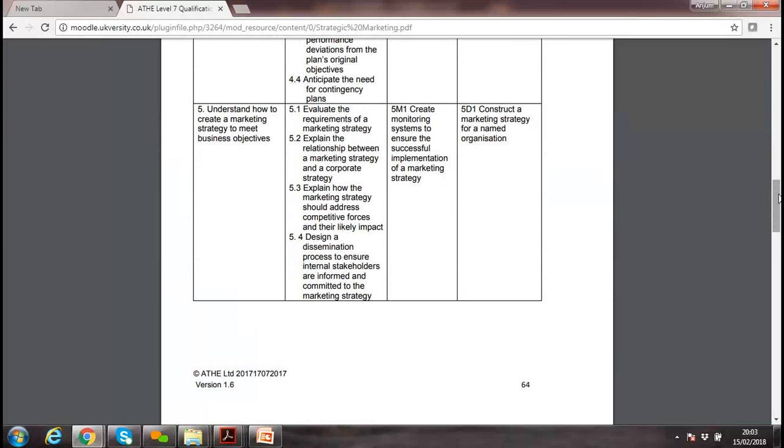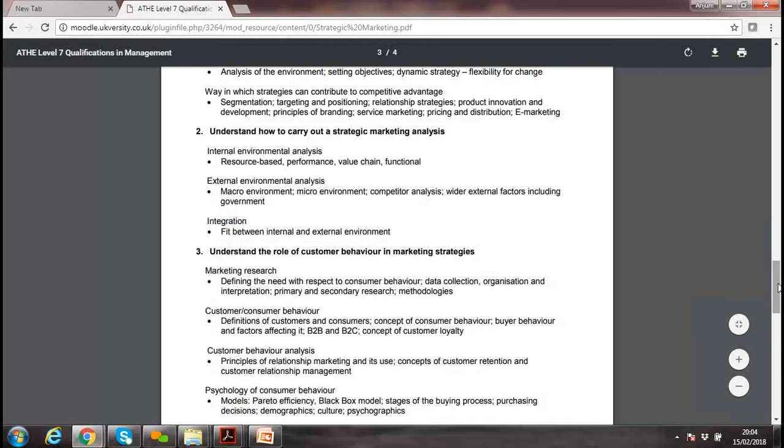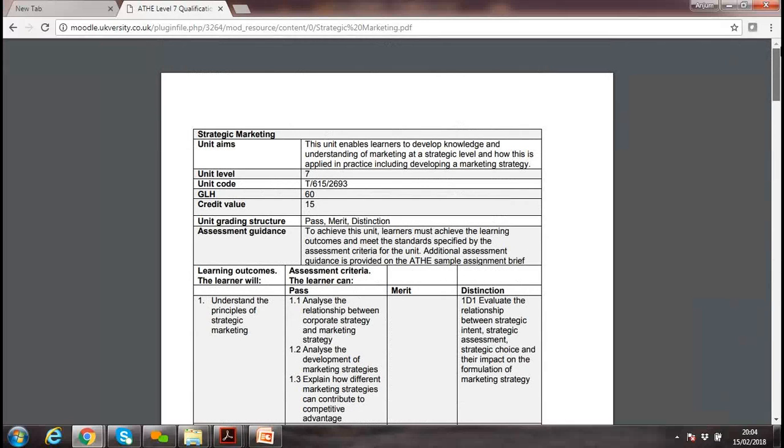Sir, how many words do you want me to write in the assignment? Level 7, because you have five learning outcomes, is around 3,000 words. Okay, 3,000 words. Yes, please, around that. When you start writing, it's not big, 3,000 you can write quickly.